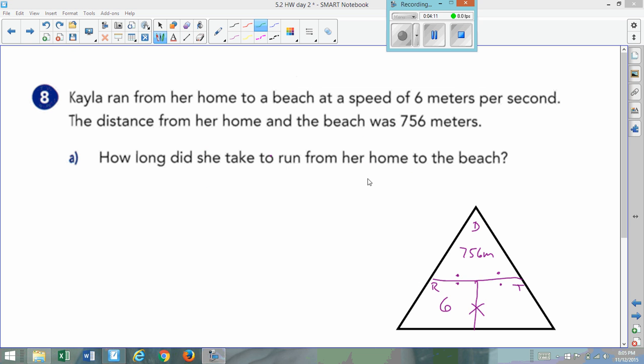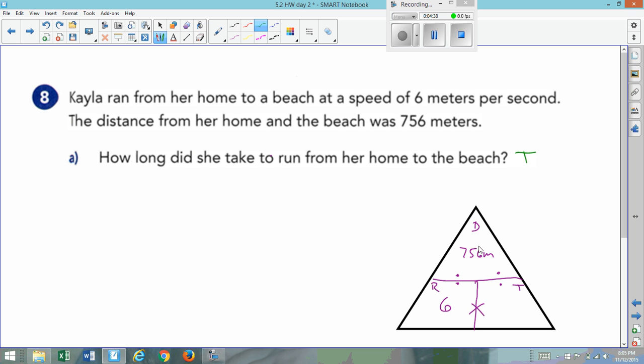Okay, so Kayla ran from her home to a beach at a speed of 6 meters per second. The distance from her home and her beach was 756 meters. How long did it take her to run from her home to the beach? So we're really looking for a time here, and that's why I set up our dirt pyramid right away. The distance is 756. The rate that we are traveling is 6 meters per second.